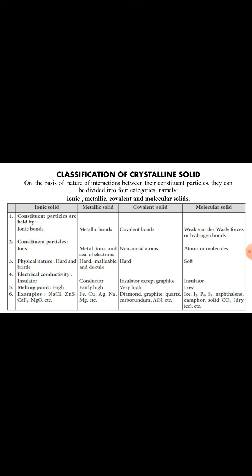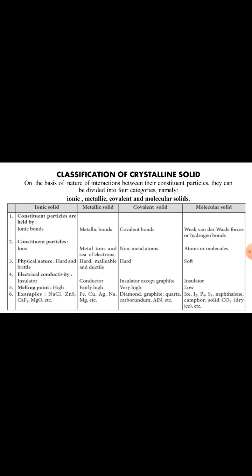Covalent solids are also known as network solids, giant molecules, atomic solids, because atoms are the constituent particles. Now lastly, molecular solid. As the name indicates, the solid is made up of molecules. So the constituent particles may be atoms in case of inert gas or molecules.